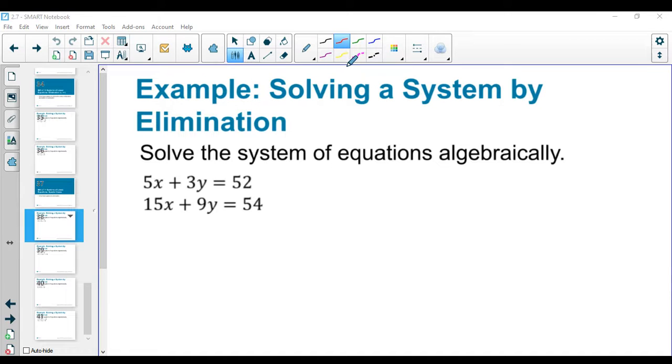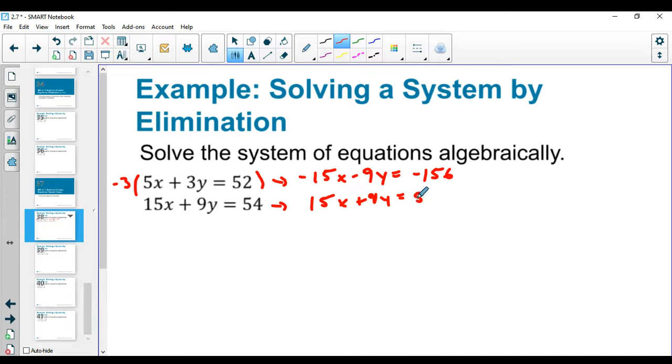When we are looking at this one, again, we want these to either match or be opposite. You can do them however you like. Personally, I like to add, so I'm going to multiply this top one by -3. That way, when I add it, they can go away. But you can multiply it by 3 and then subtract it, whatever you want to do. So if we multiply that by -3, we get negative 15x minus 9y equals negative 156. And then we can just rewrite this one, 15x plus 9y equals 54.